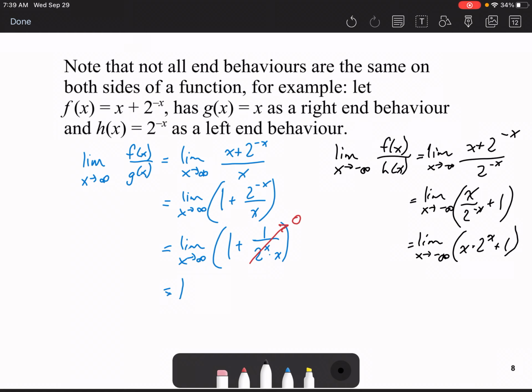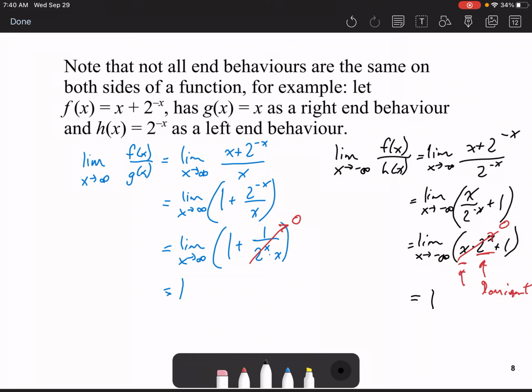Well, as x gets infinitely large but negative, please realize that we do actually have two values here: this value and this 2 to the x. Well, we do know that 2 to the x grows a lot faster than x. So if that's the case, this value is going to actually tend towards 0 quicker than this one. And therefore, this piece is going to be dominant. And that's going to tend towards 0. And therefore, our limit turns out to be a total of 1, giving you this end behavior.